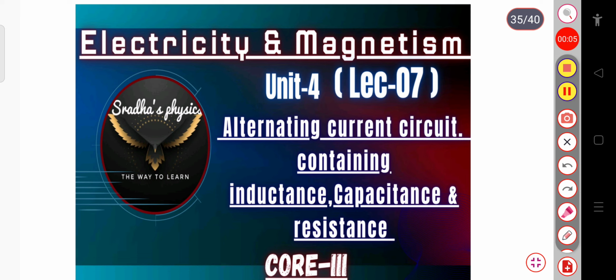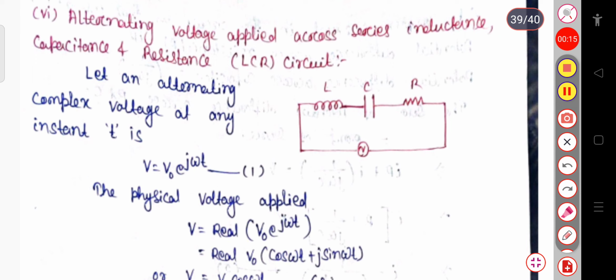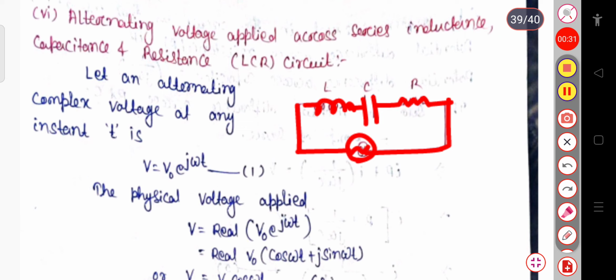In this lecture we will see the alternating current circuit containing inductance, capacitance as well as resistance. That is, it is basically known as the LCR circuit. Now let us consider this alternating current circuit. Here is the inductor, this one is the capacitor, and the resistor, connected in an alternating current circuit to an EMF source of potential, suppose V.